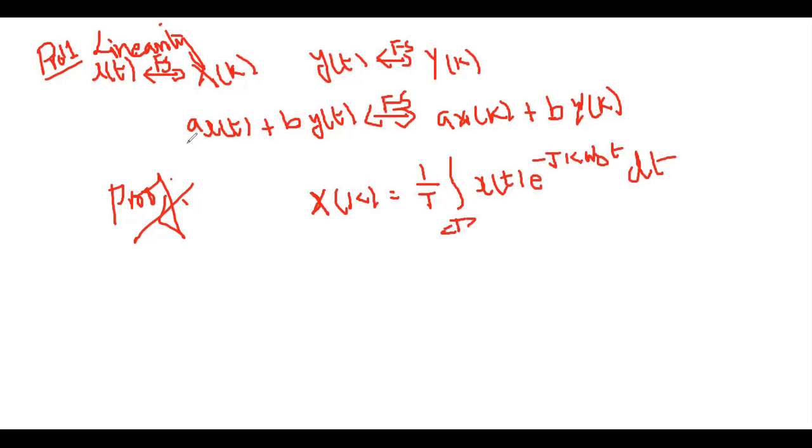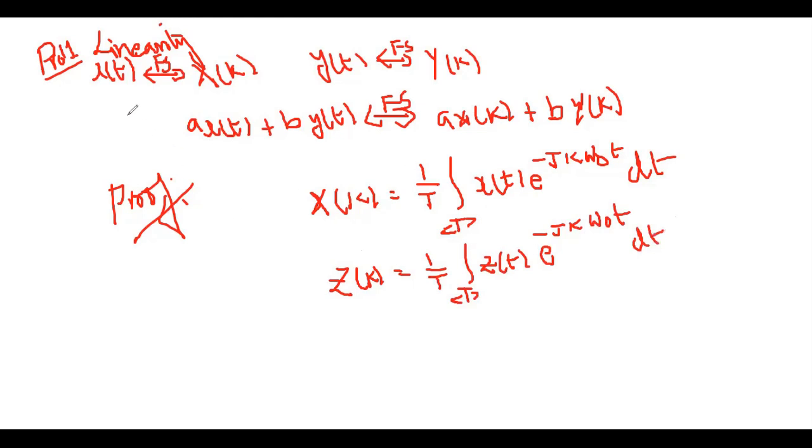So what is x of t? Assume this is the x of t signal. To avoid confusion, since x of k and y of k are there, I am taking the coefficient as z of k: 1 by T, the integral over T, of z of t, taking it as the time function, e power minus jk omega naught t dt. Here z of t is a times x of t plus b times y of t. Now we can prove that z of k is equal to a times x of k plus b times y of k.